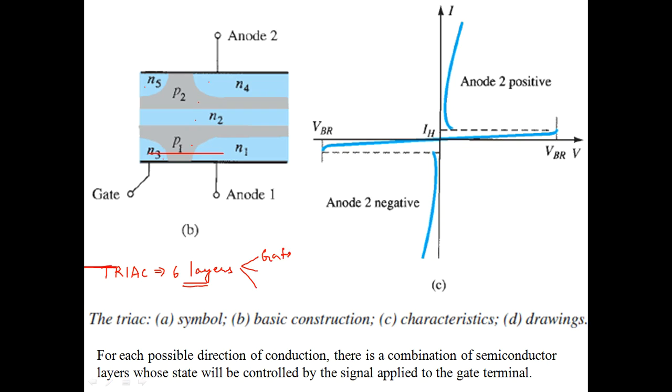wherein the core structure, the gate, has 1 layer occupied, and the anode 1 and anode 2. So this is anode 1 and anode 2. Altogether we have 1 layer, 2 layer, 3 layer, and the other 3 layers for the internal structure.